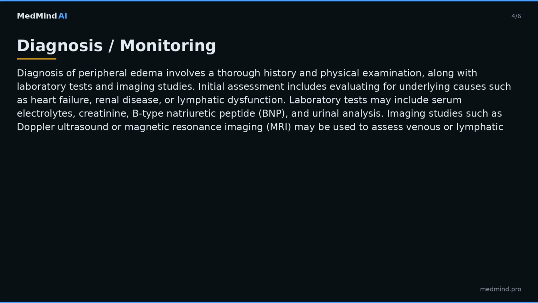Laboratory tests may include serum electrolytes, creatinine, B-type natriuretic peptide, BNP, and urinalysis. Imaging studies such as Doppler ultrasound or magnetic resonance imaging, MRI, may be used to assess venous or lymphatic dysfunction. Monitoring is essential to track the progression of the condition and to evaluate the effectiveness of treatment.